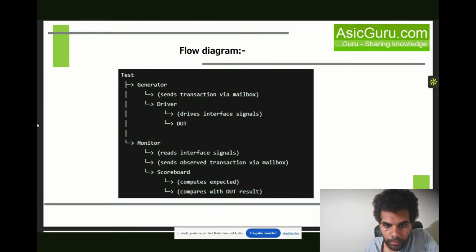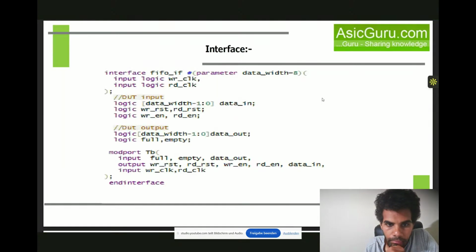Here is the flow diagram of our architecture. Generator generates the stimulus, sends transaction via mailbox to the driver. Driver drives interface signals. Then it goes to monitor. Monitor reads interface signals, sends observed transaction via mailbox to the scoreboard. Then the scoreboard computes expected and compares with the DUT result and tells us whether our test passed or failed. Now let's move toward the code.